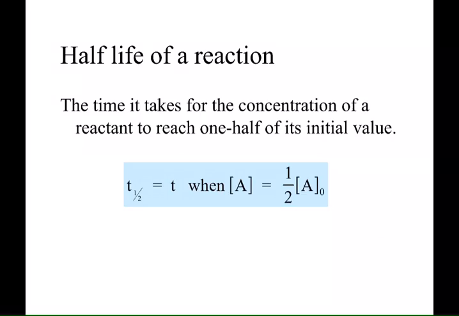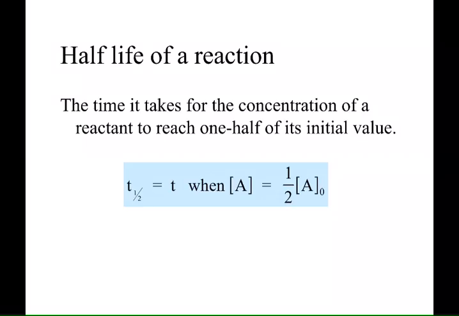Now, one thing I need to talk about is this special time, and they call it a half-life. All half-life is basically you started out with this amount. The time it takes to get half of that initial amount is your half-life. That's it. And so we can describe that as T1/2 is when your concentration of interest is 1/2 of the initial concentration. Does that make sense?